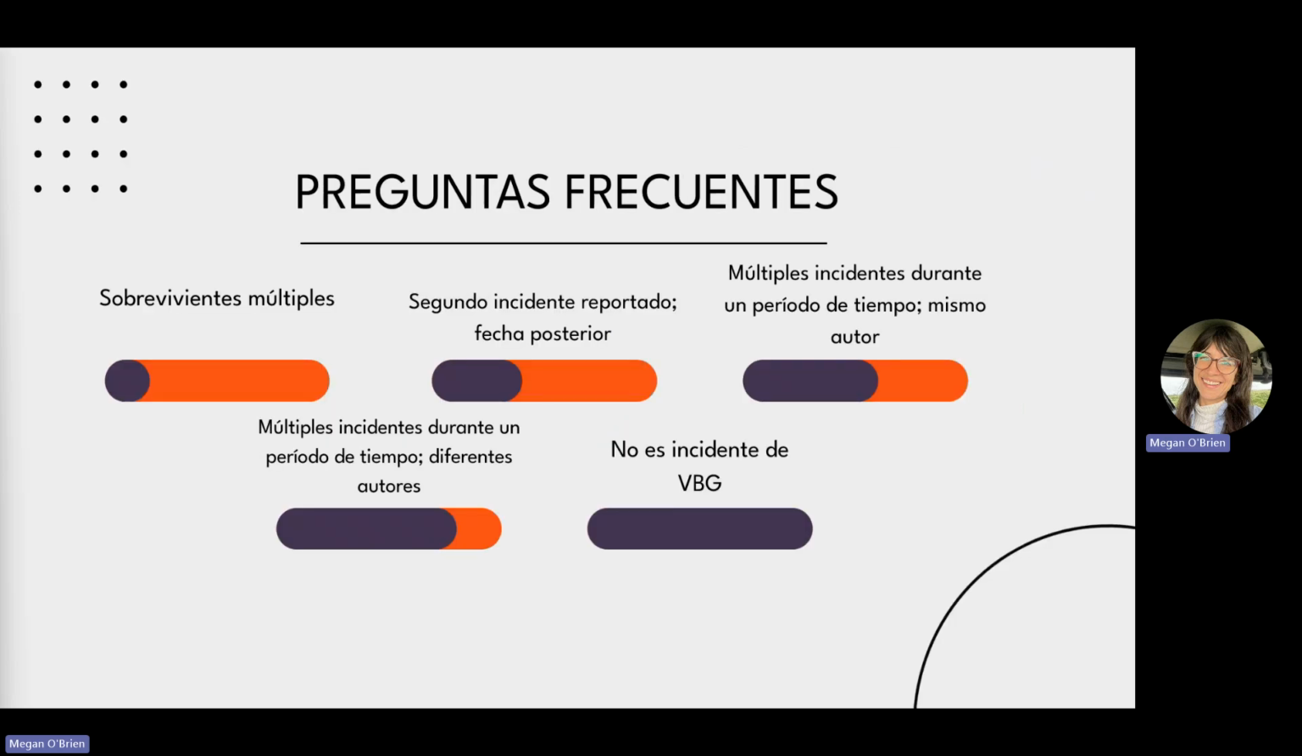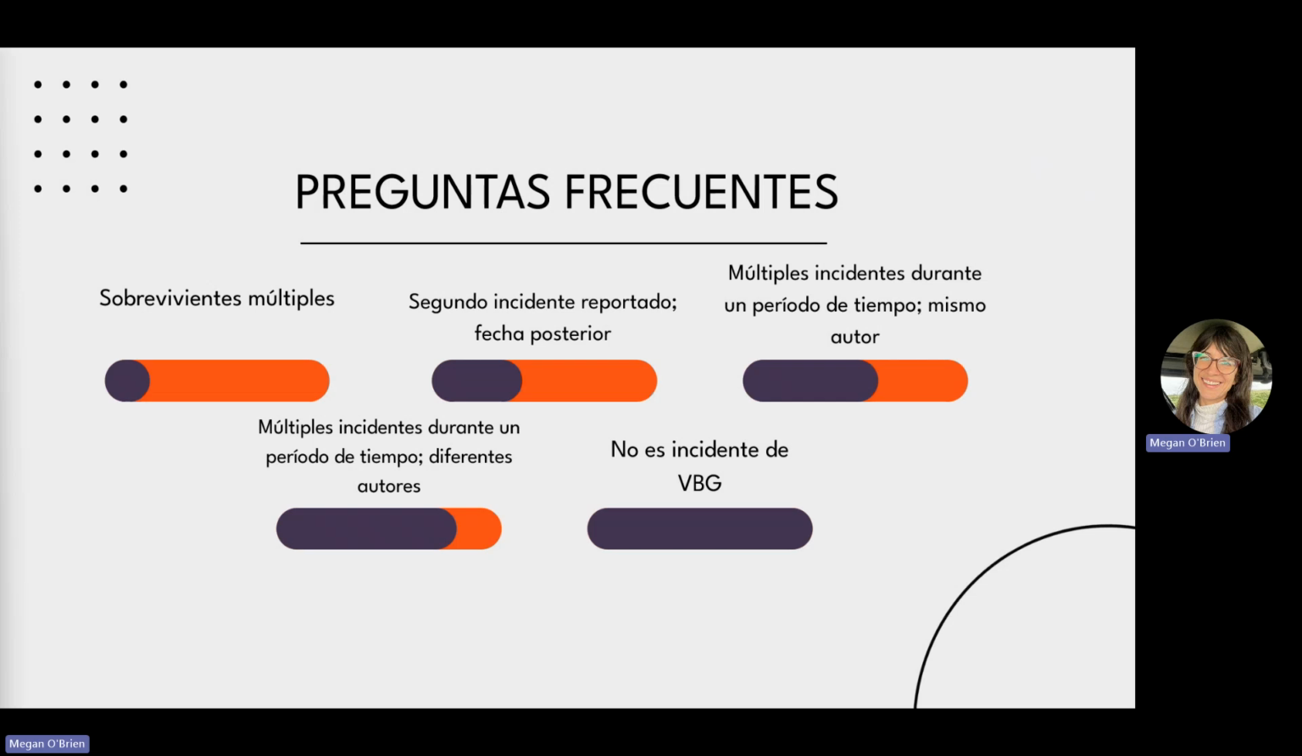With the classification tool, there are a lot of questions that come up that we see over and over again. So I want to talk about some of those here. One question that comes up is what happens when there are multiple survivors? How would you mark the GBV type for multiple survivors?